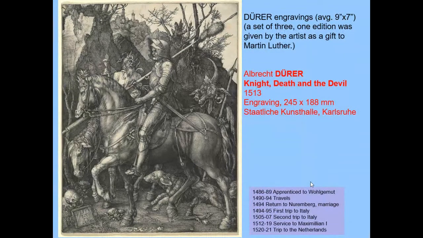These engravings that are probably his second most important works to know include this piece, Night, Death, and the Devil. Engravings, there are 3 images in this set. One edition was given as a gift by the artist to and philosopher Martin Luther. So we're starting to see a connection between the leading artists of the era and the leading religious scholars and philosophers.